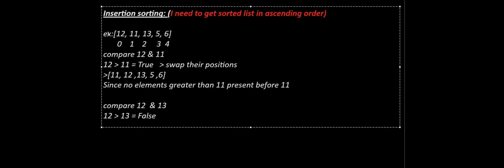So now we have compared the 0th position and first position. Since 12 is larger, I need to swap it to the right side. It got swapped. And I checked whether there is any element less than 11 present on the left side to swap. Since there are none, I'm not swapping. Now I'm checking the next two positions, 1 and 2, which hold 12 and 13. They are in correct ascending order, so I don't need to swap.